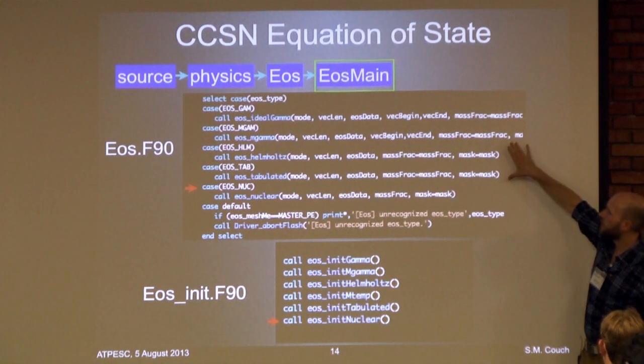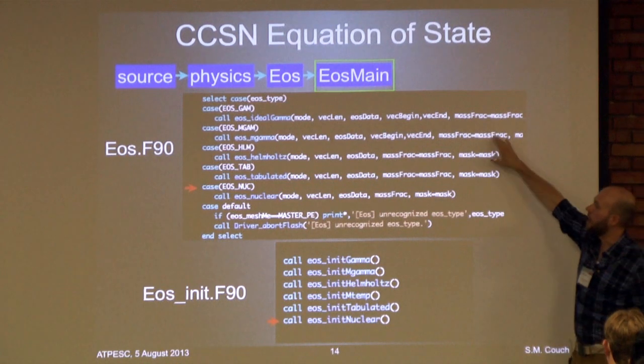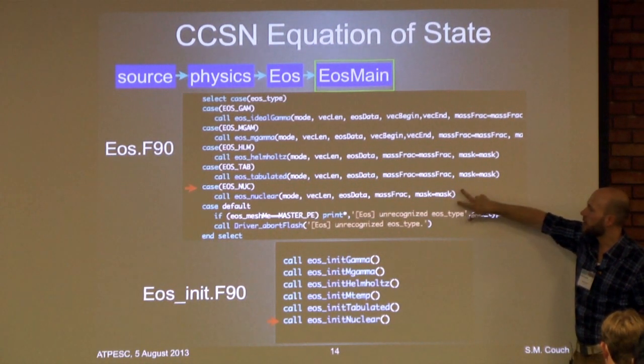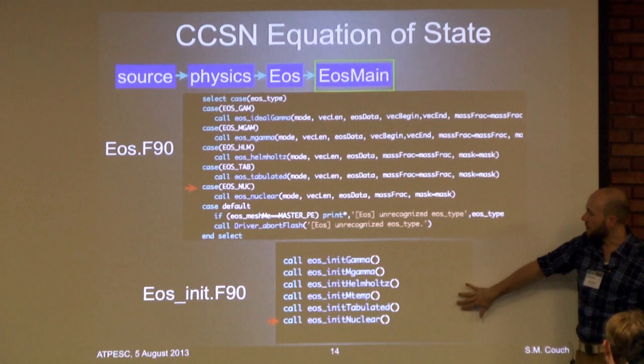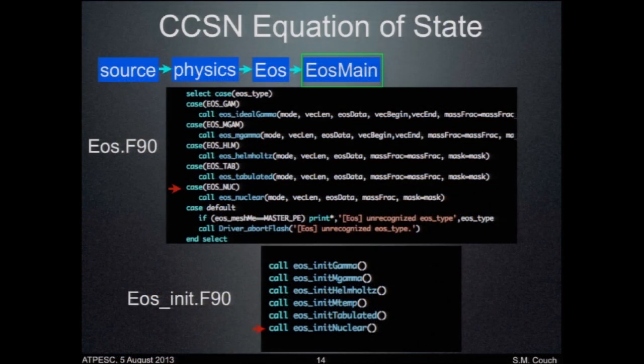And so EOS.F90 is the one that's calling the various physics models for your equation of state based on whether or not you're using that equation of state. And so right here we just added the call to EOS nuclear, which does some physics on your EOS data and returns some information. And then we put the same thing in EOS init, calling the EOS init nuclear. So added these hooks, and now we have a new equation of state.